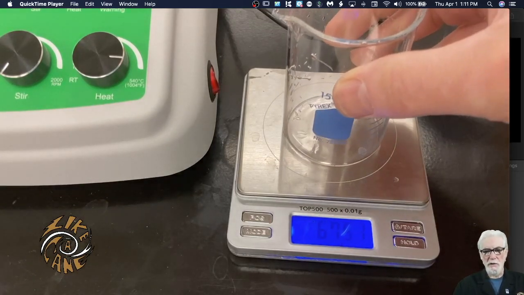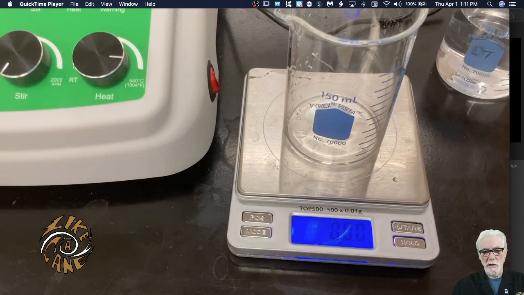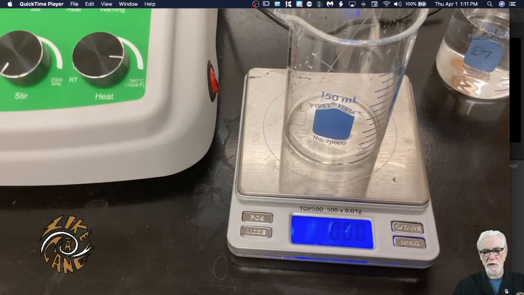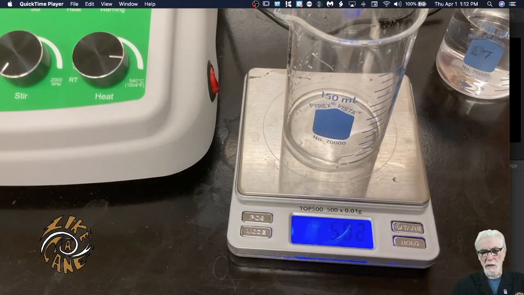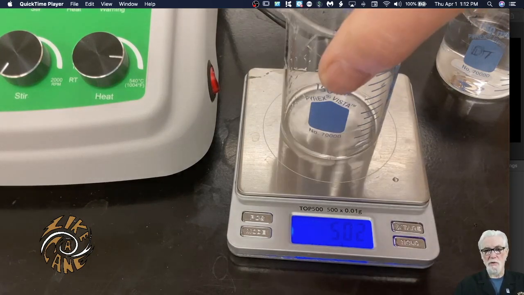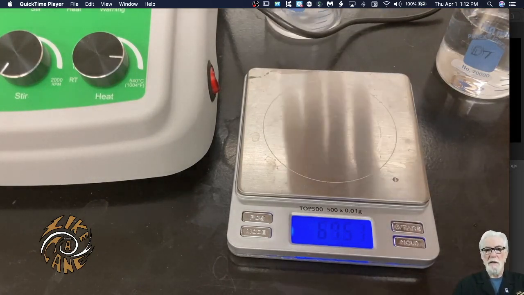Now I have another beaker on here, and you can see that this beaker is identical in mass because when I set it on the balance it still reads 0. My intention is to put about 5 grams of water in this beaker. And I got 5.02 grams, so pretty close to what I was shooting for.